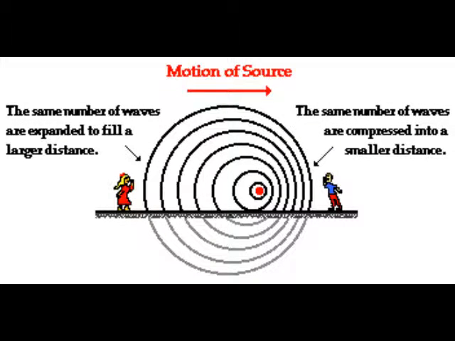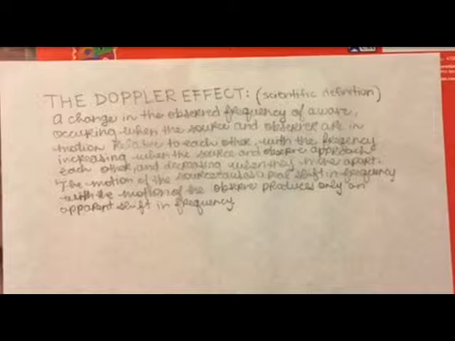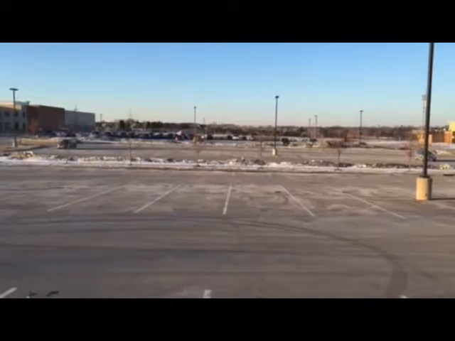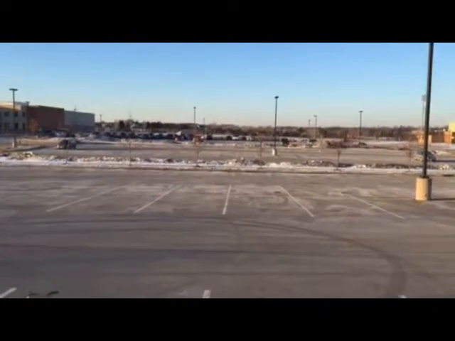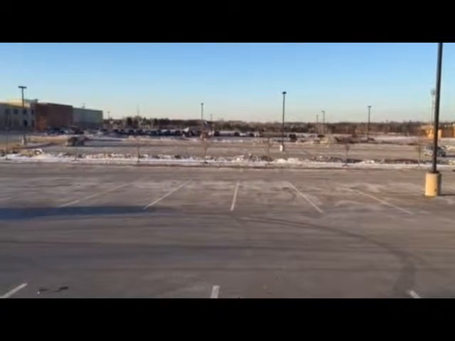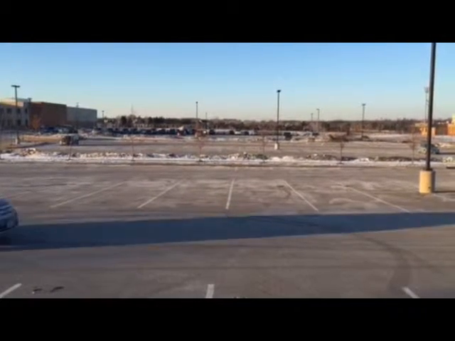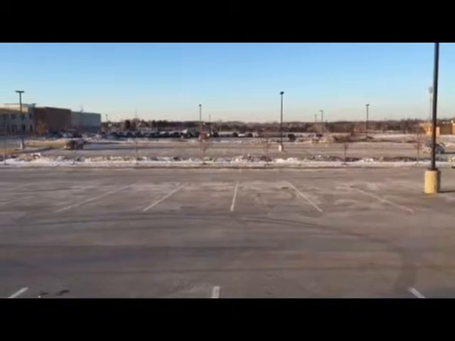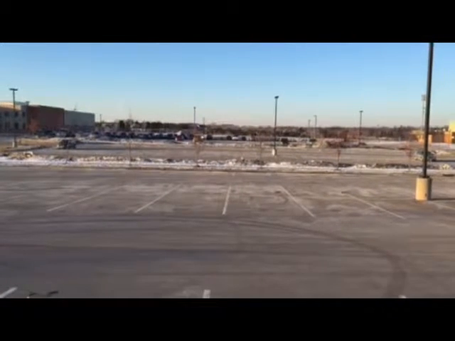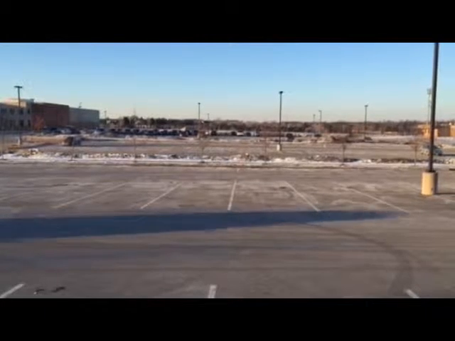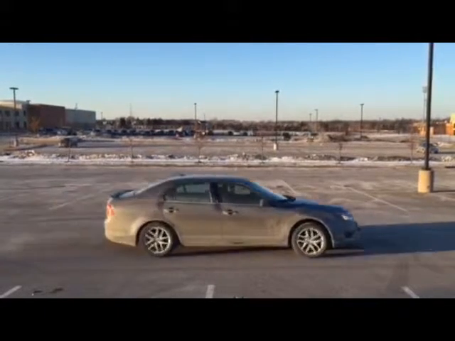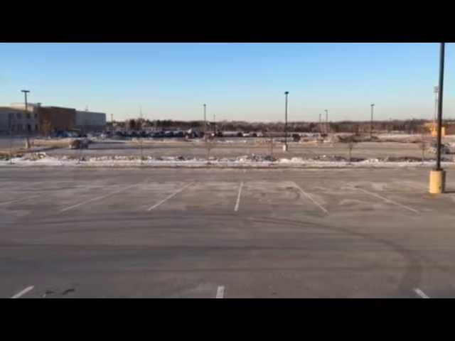Okay, so the first phenomenon that we are going to explain is the Doppler effect. The Doppler effect is a change in the observed frequency of a wave occurring when the source and the observer are in motion relative to each other, with the frequency increasing when the source and the observer approach each other and decreasing when they move apart. The motion of the source causes a real shift in frequency, with the motion of the observer producing only an apparent shift in frequency. That's also why the Doppler effect can sometimes be called the Doppler shift.